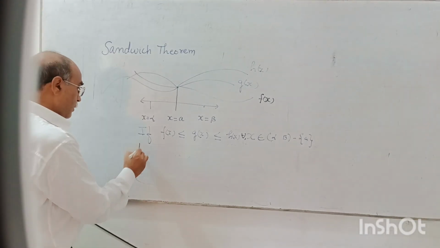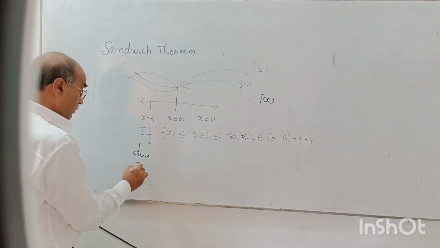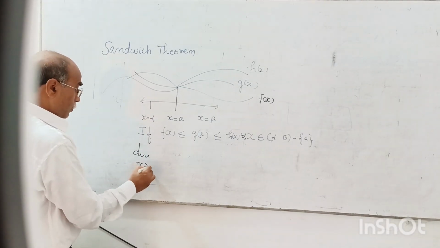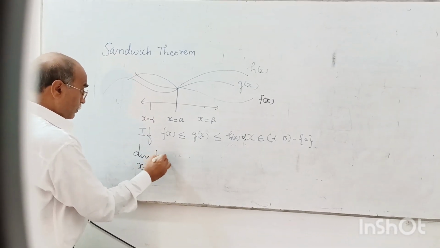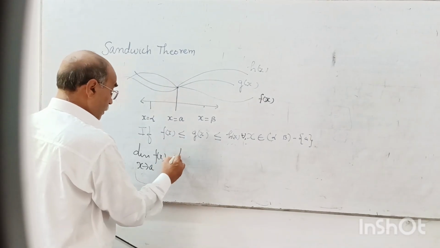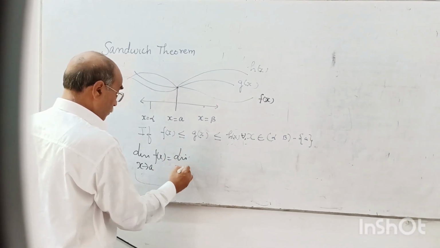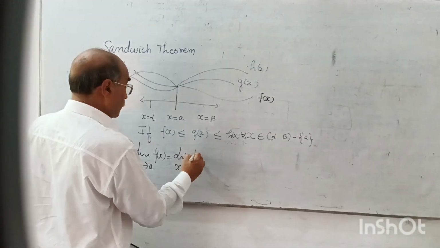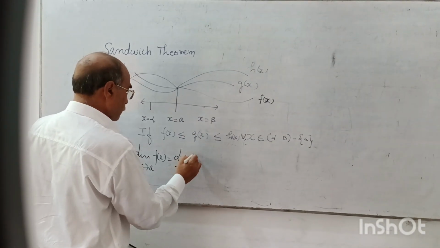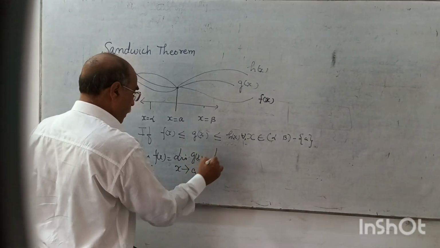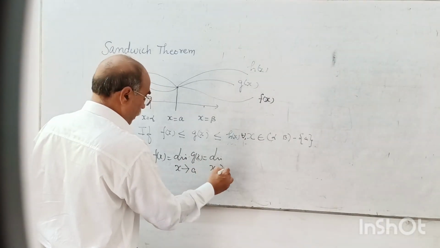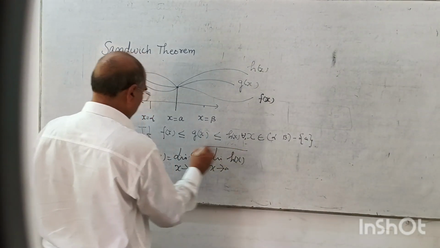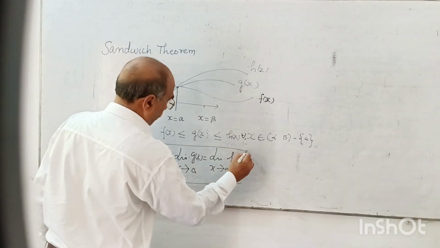Then the limit of f(x) in the neighborhood of a, as x tends to a, is the same as the limit as x tends to a of g(x), which is the second function, and this is the same as the limit as x tends to a of h(x). That limit is the same. This is called the sandwich theorem.